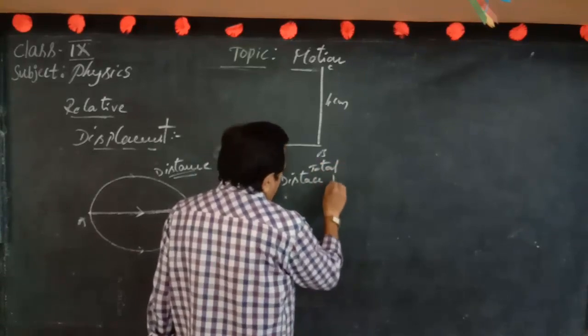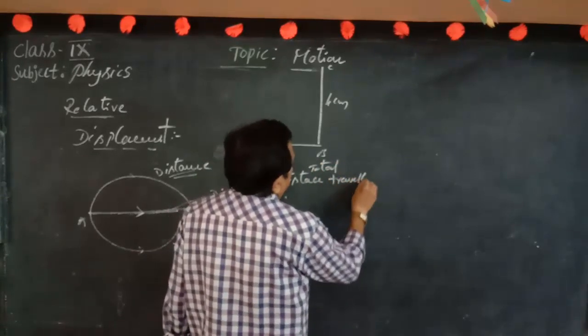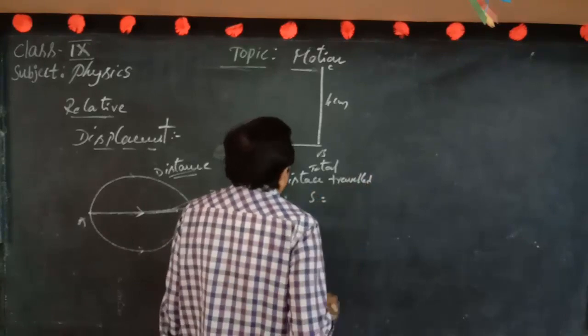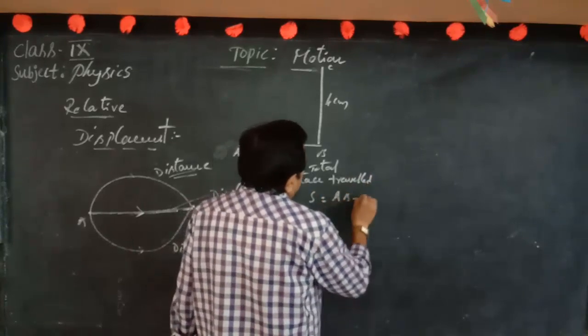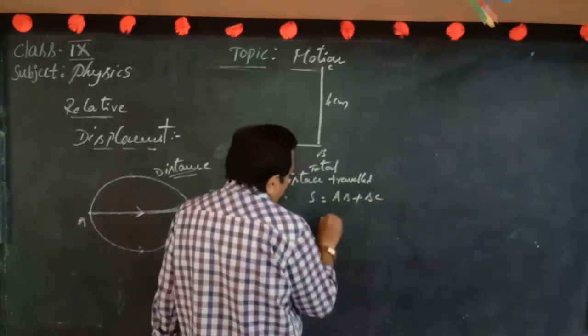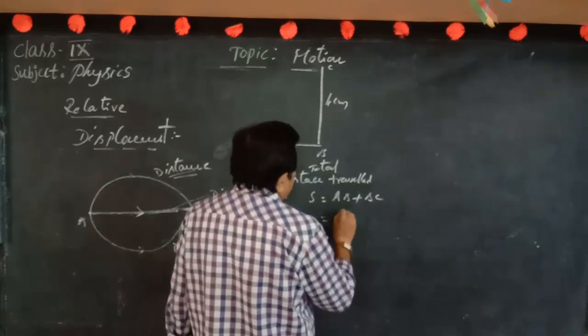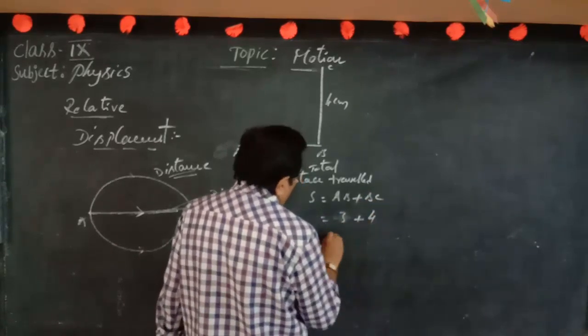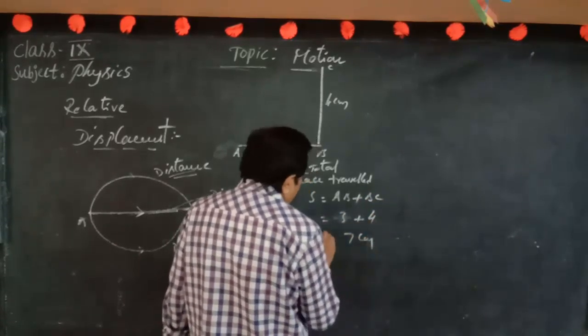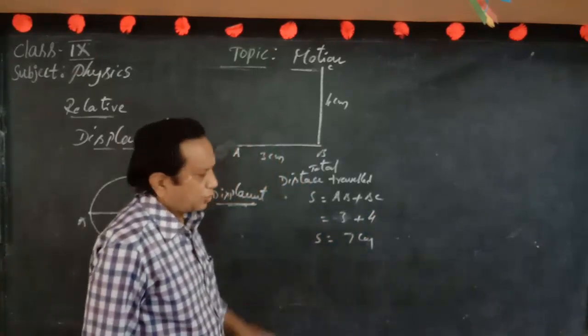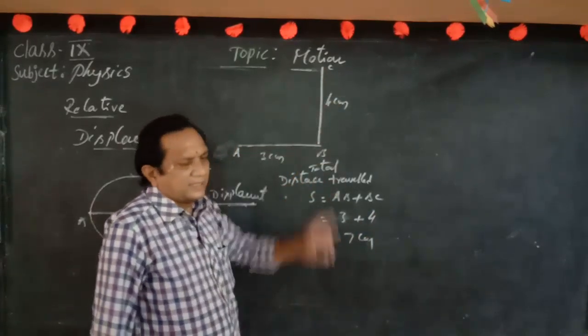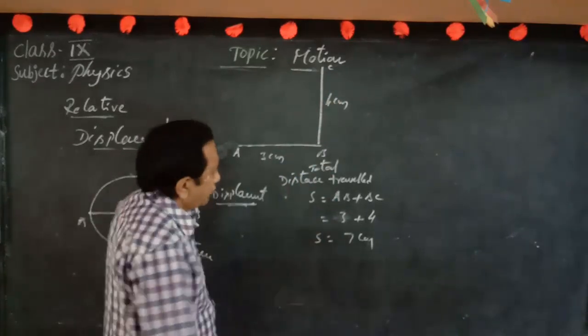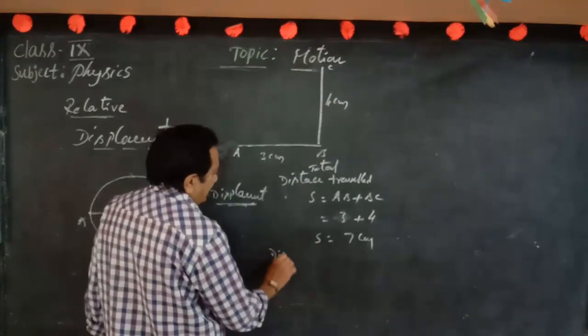Total distance traveled is equal to AB plus BC. AB is 3, BC is 4. So 4 plus 3 is equal to 7 centimeters. So the total distance traveled by him is 7 centimeters. Now, for this you can find the displacement.